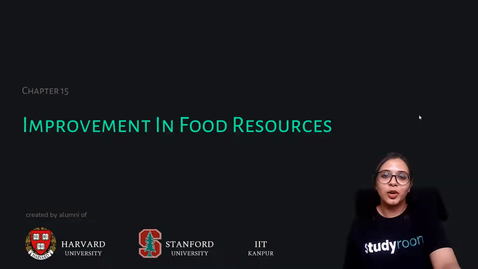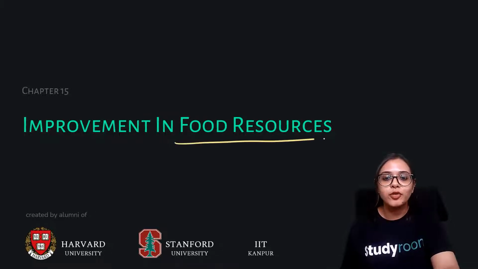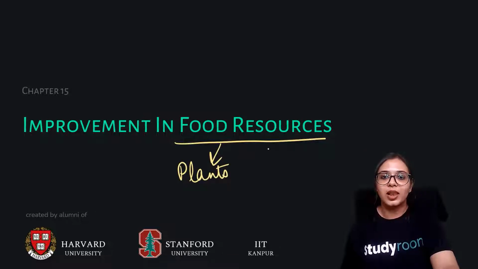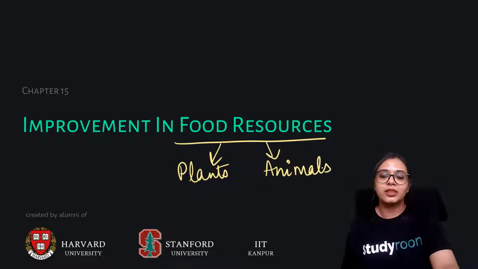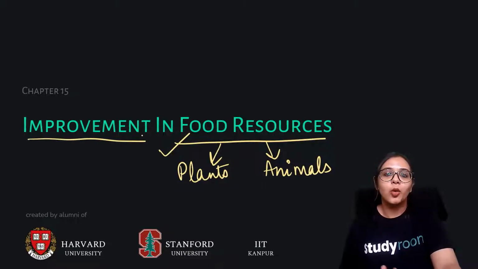I am Prataksha, your biology teacher, and today I'll be discussing with you another interesting chapter, improvement in food resources. Now, in the previous chapter, we had a look at our natural resources. In this chapter, we'll be learning about the different food resources that we derive from plants as well as from animals. And we will also be looking and learning about the techniques that have been adopted for the increase in the production of food resources and also in the improvement in their food quality.